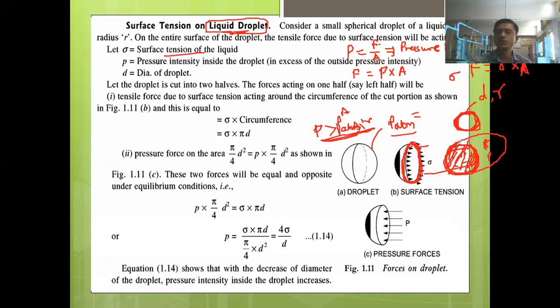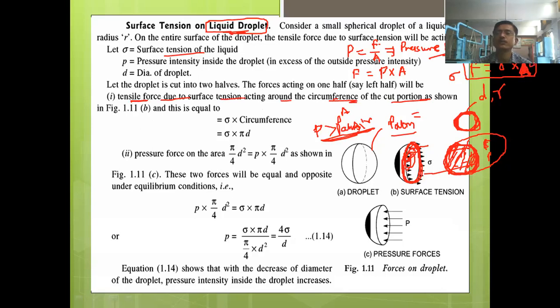Now we have to equate these two forces. What are the two forces? Tensile force and this pressure force. So here you can see the tensile force due to the surface tension acting around the circumference of the cut portion. Okay, that cut portion is shown in the diagram, that force I am talking about. So that tensile force. Here we have written in the right top corner, tensile force will be equal to this formula. Tensile force F is equal to sigma into circumference. Okay, not area here, it is the length, sorry.